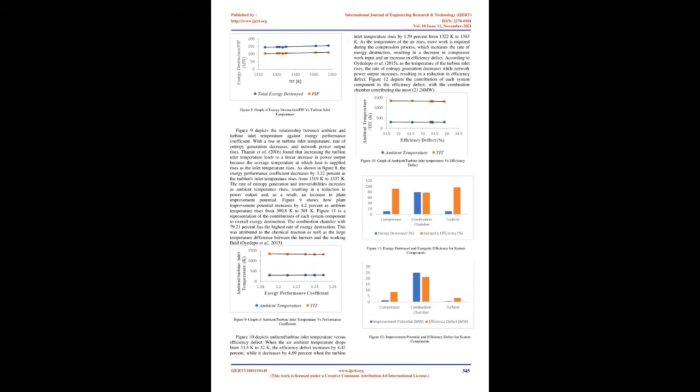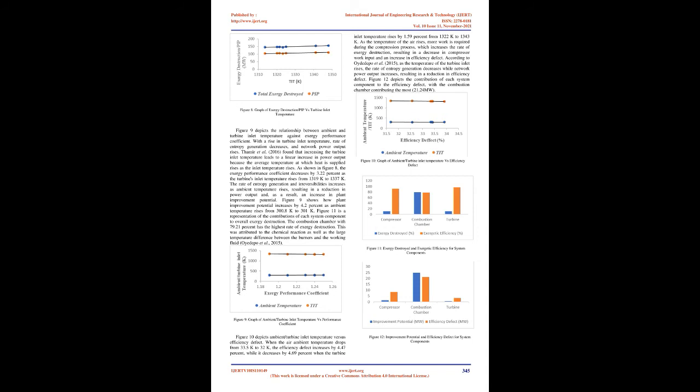Rate of exergy destruction and plant improvement potential against turbine inlet temperature is shown in Figure 8. As turbine inlet temperature increases from 1320 K to 1340 K, total exergy destruction increases by 6.65%, while for the same range of turbine inlet temperature increase, plant improvement potential increases by 4.72%.